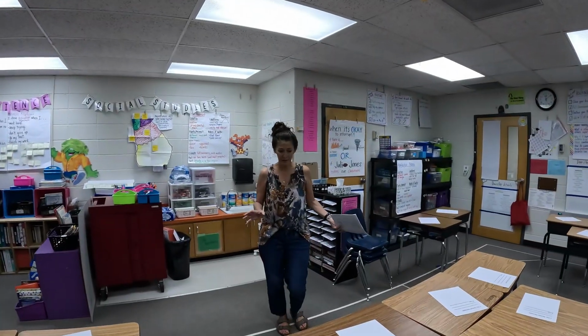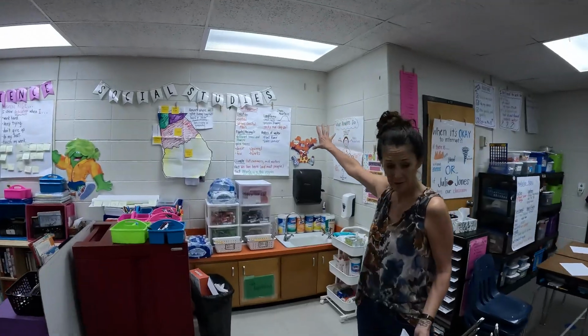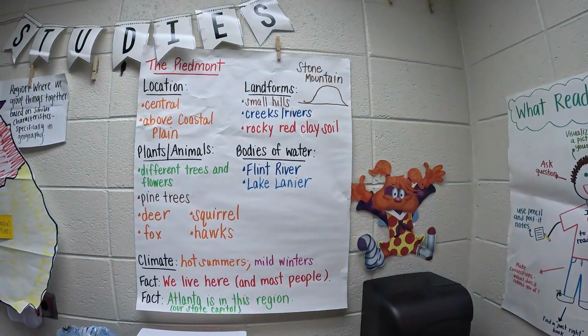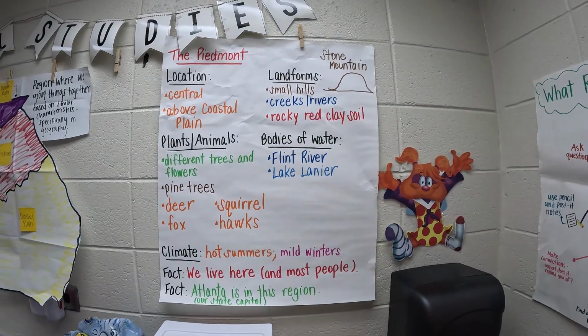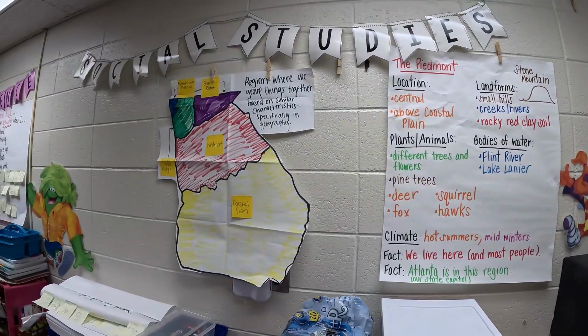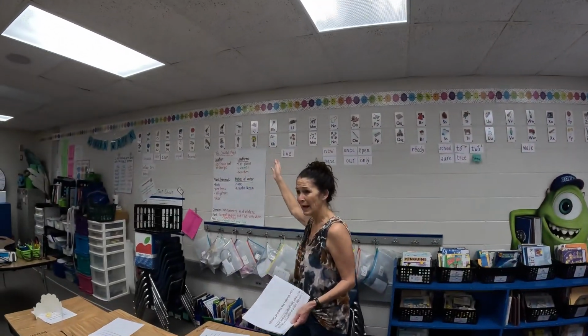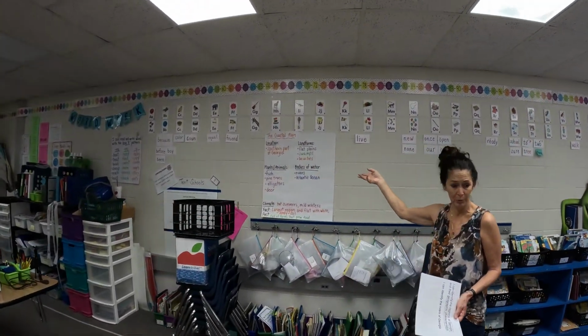So I also have the anchor chart for the Piedmont region, where the children who sit in the Piedmont region can see that to use as a reference. They also have their graphic organizer. And then for the Coastal Plain, I've got their anchor chart, and we will add some more things to these anchor charts the more we research.